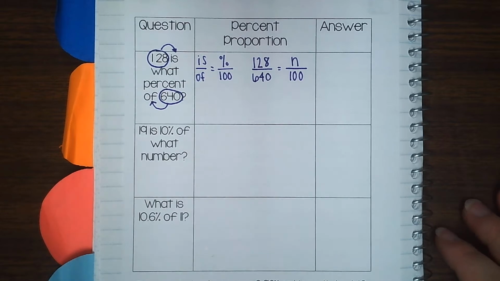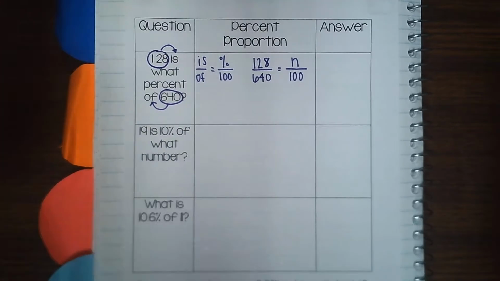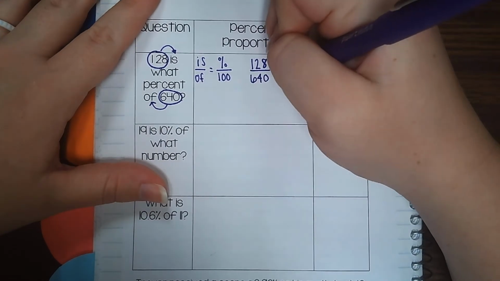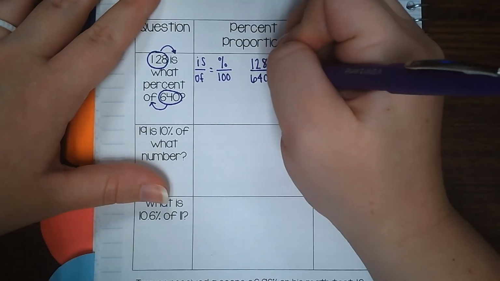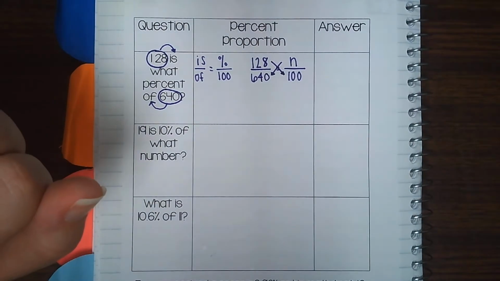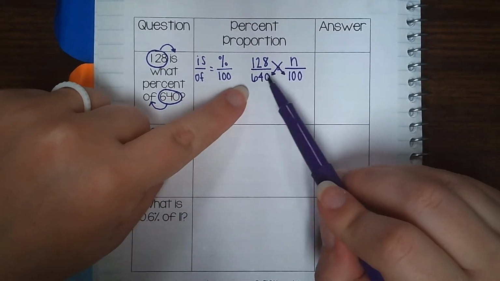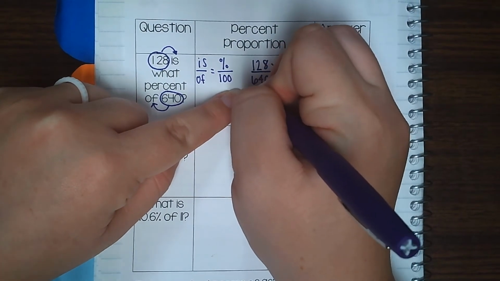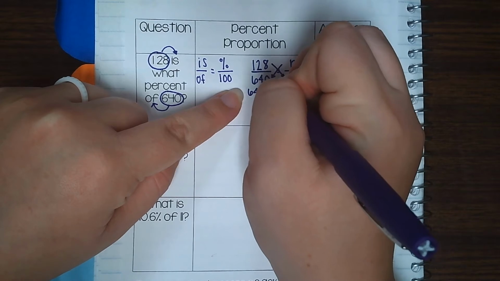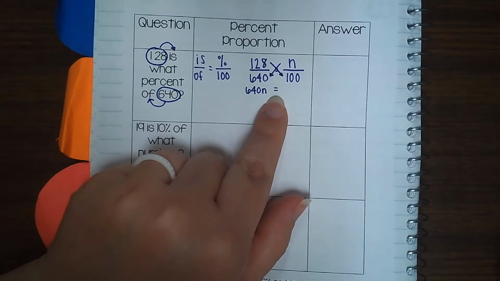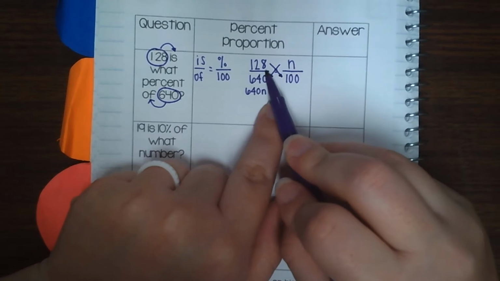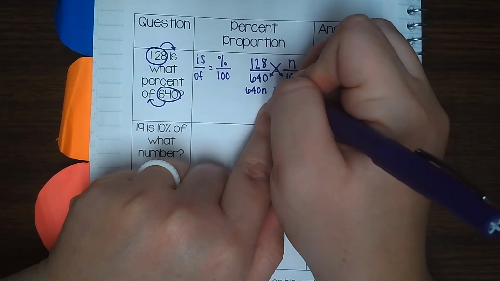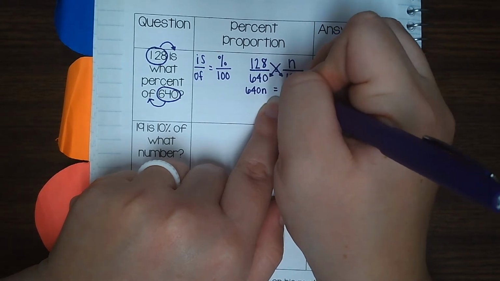Okay, so now that we've got it set up, all we have to do is cross multiply, then divide. So I'm going to draw my X. N times 640 is 640N. Bring down my equal sign. 128 times 100 is 12,800.